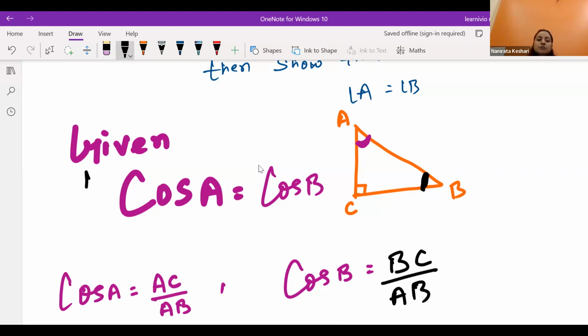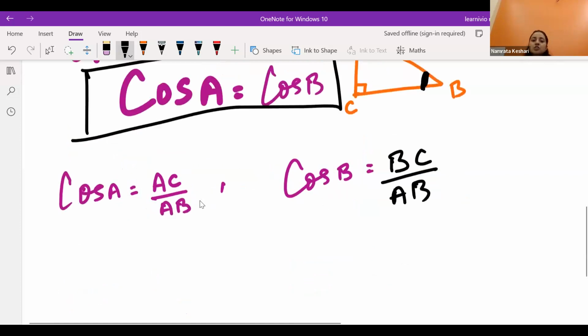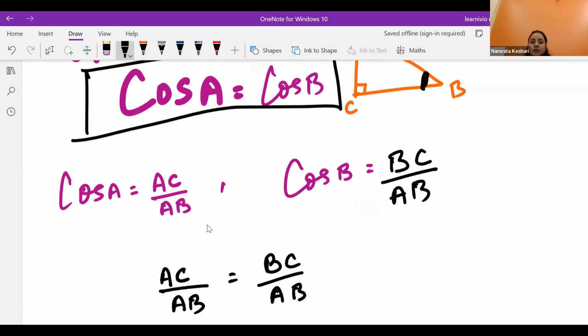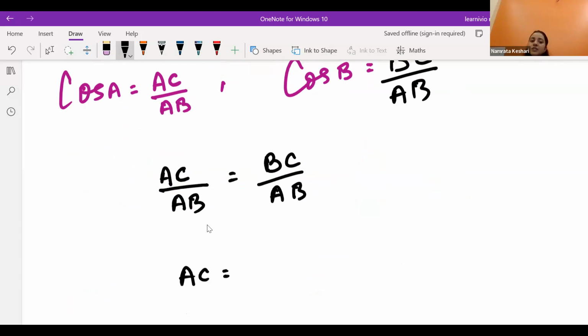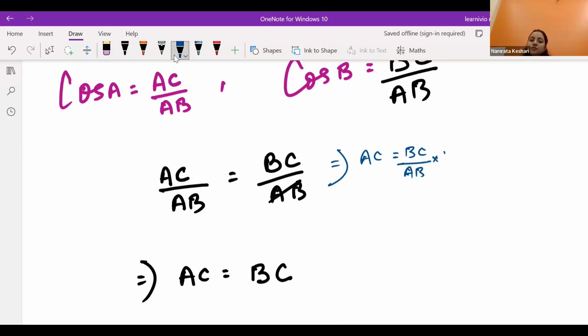Now, since in the question it is already given that cos A is equal to cos B, let's compare the ratios. Since cos A is equal to cos B, AC by AB is equal to BC by AB. Yes or no? From here, can we say that AC is equal to BC? We can say that, right? The denominator part is exactly the same. You can see AB and AB will get cancelled out. How? When you shift one denominator to the other side, it comes with multiplication and gets cancelled out. So we have AC is equal to BC.